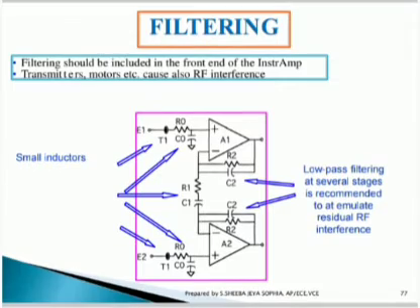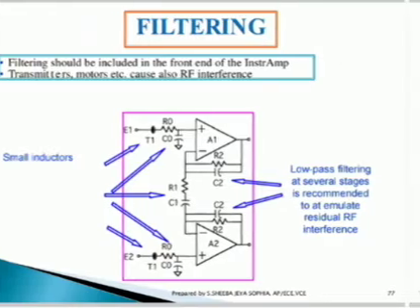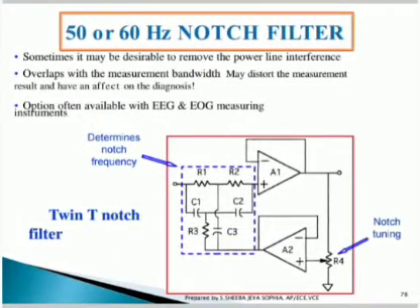Moving to the filtering concept, filtering should be included in the front end of the instrumentation amplifier in order to prevent the signal from being mixed with noise and unwanted signals. Notch filters are also used in many medical applications at the desirable range of 50 or 60 Hz in order to remove the power line interference and get a viable signal for diagnosis of the disease.